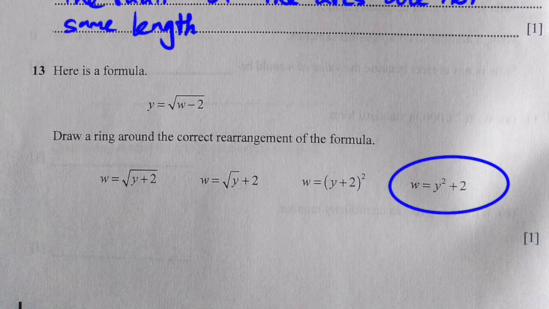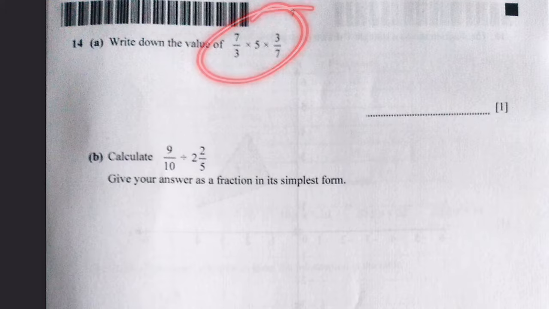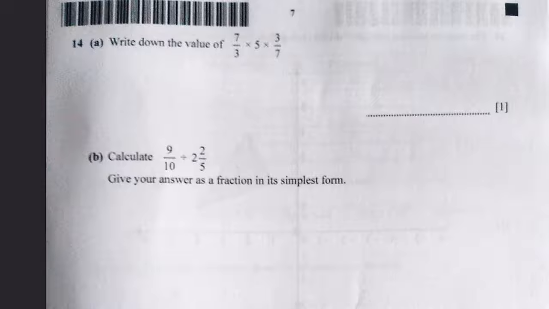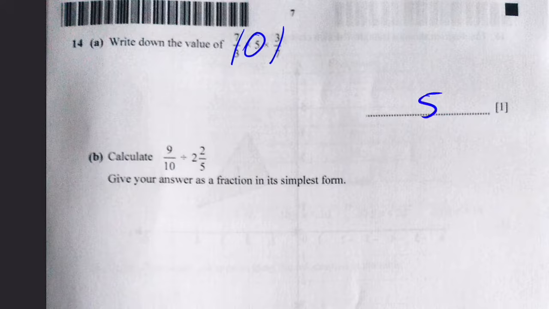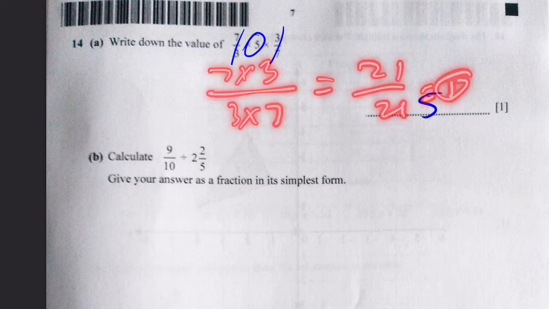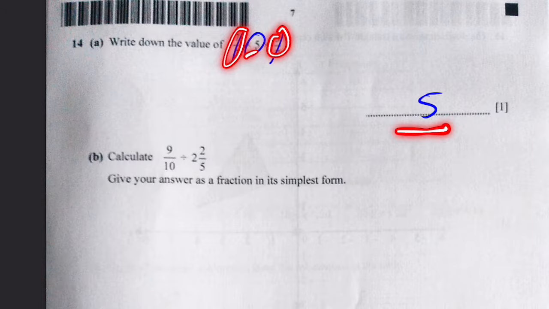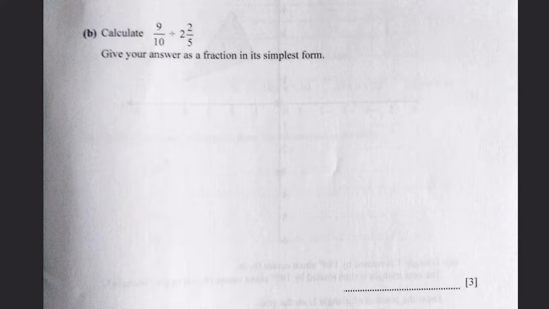Let's go to question 14. A. Write down the value of 7 by 3 into 5 into 3 by 7. The 7 by 3 and 3 by 7 will cancel out, so it remains 5. Why do they cancel out? Because 7 into 3 by 3 into 7, that's the equivalent, right? 21 by 21, which is equal to 1. Anything into 1 is equal to the same number. So in this case, 5 into 1 is equal to 5. That's the answer.